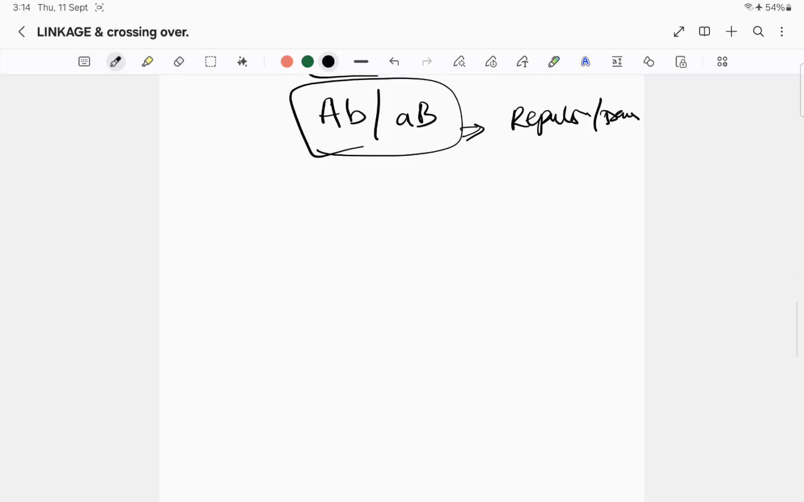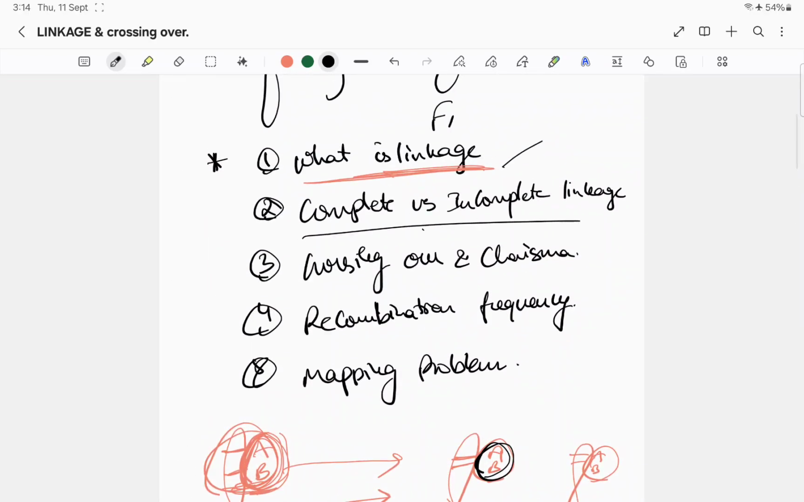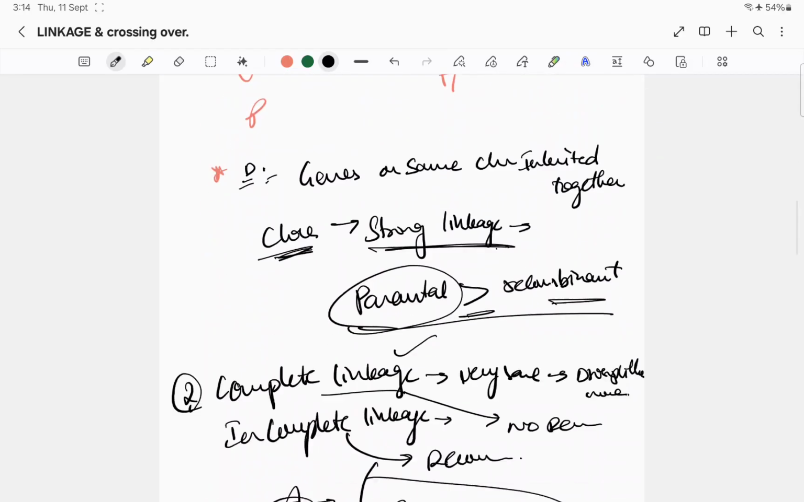Okay. Now we will be discussing our third topic. This is all about complete and incomplete linkage. Now the third one is crossing over and chiasma, right?